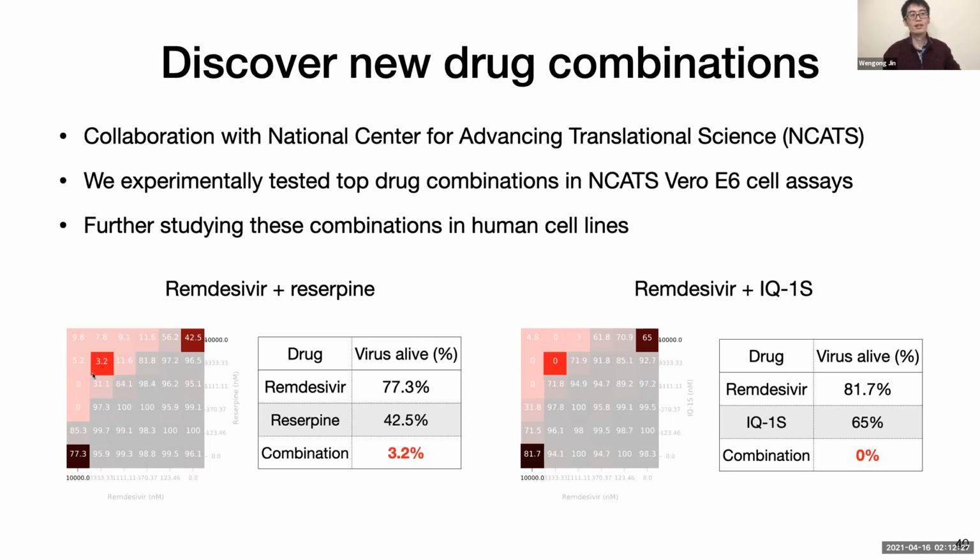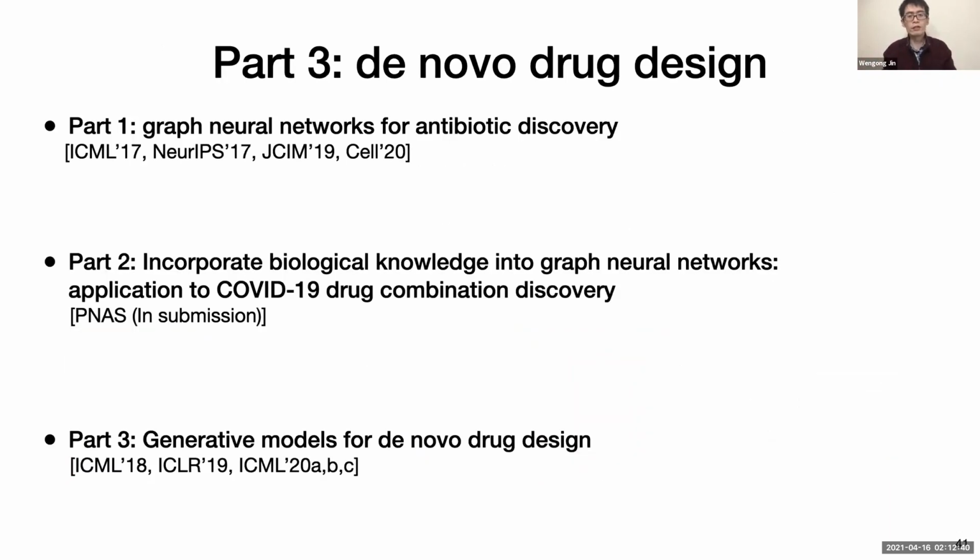Very, very helpful. Right. But of course, we still need to study these combinations in human cells and also in animal models. So these are still ongoing. But this hopefully gives you some idea of the importance of bringing biological knowledge into the model.